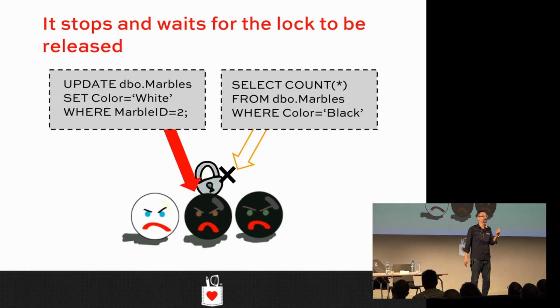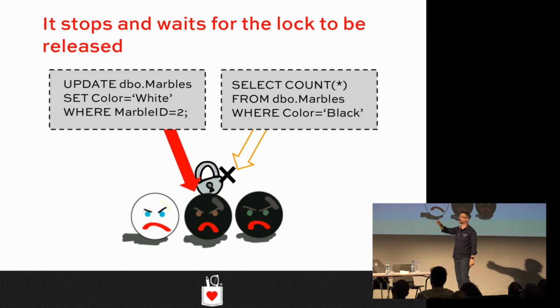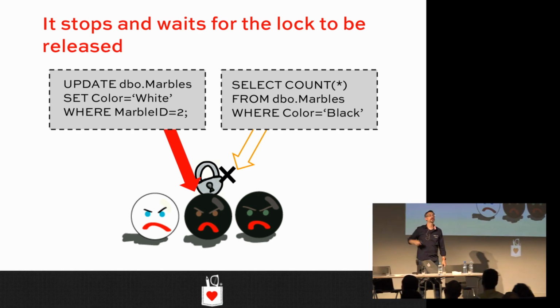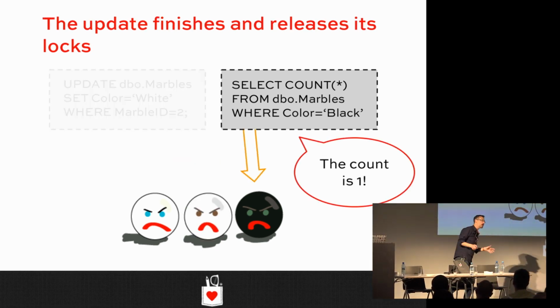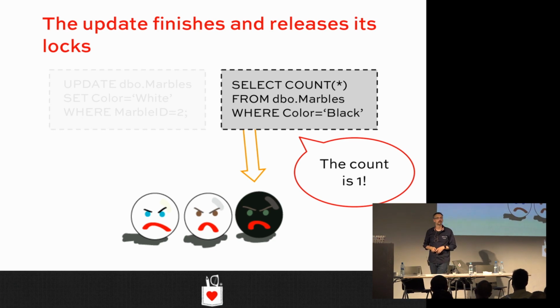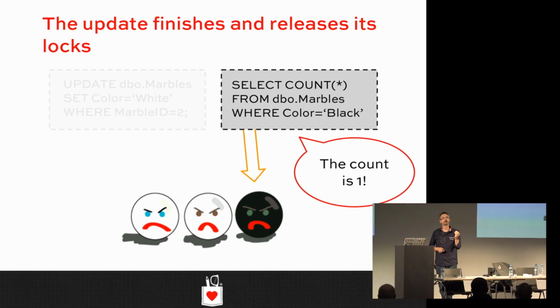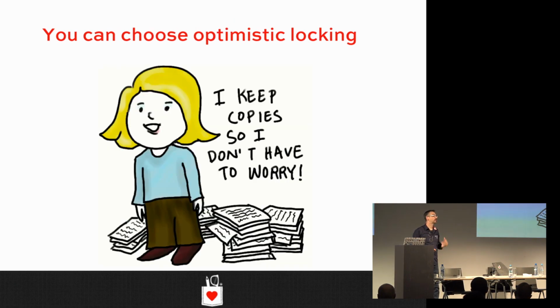If I jump back just a little bit earlier, that select, when he first got started, there were 2 black marbles. The update hadn't committed yet, but because of the default isolation level in SQL Server, you see answers that are correct as of when your query finishes. But there's another option. Optimistic locking.